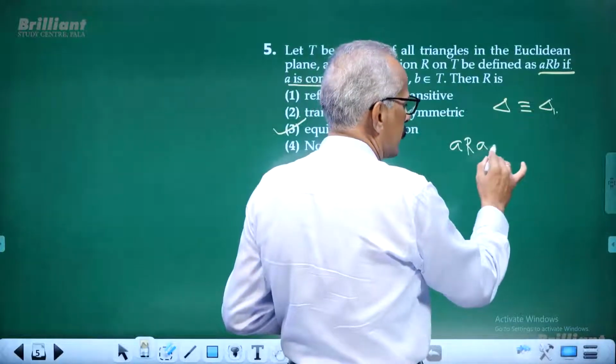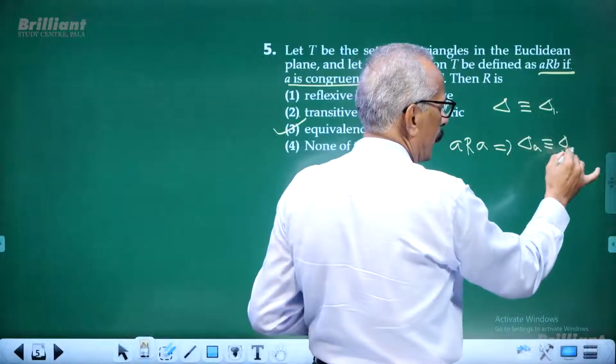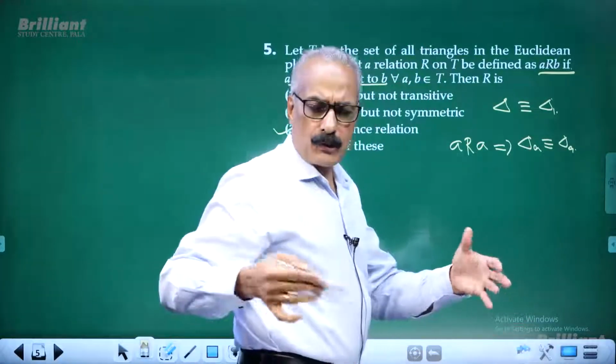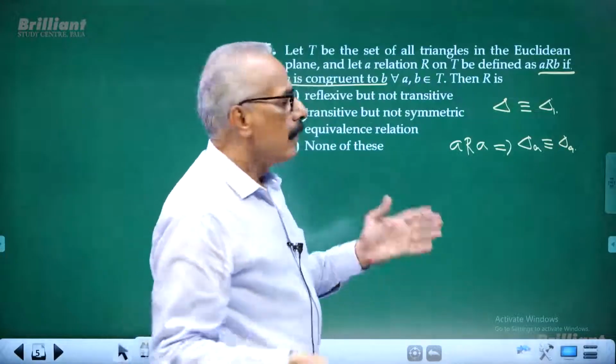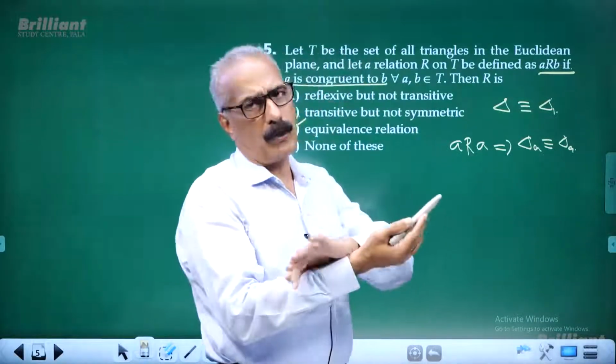Reflexive means triangle ABC is congruent to triangle ABC itself. Symmetric: if triangle ABC is congruent to triangle PQR, then PQR will be congruent to ABC.